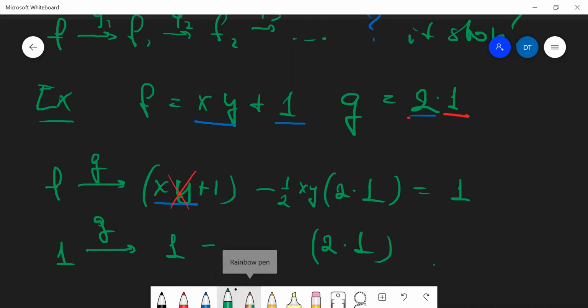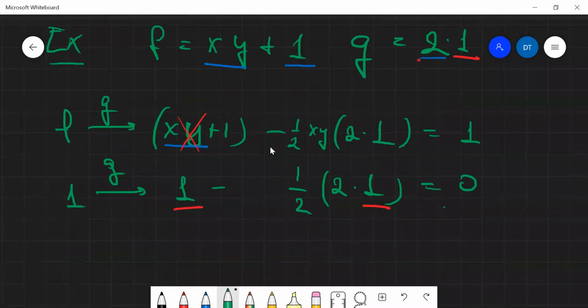The monomial here is 1, and the monomial here is 1. So I do not need to multiply by any monomial, but I just multiply by 1 over 2, and the result is 0. So this is how it works in case of a constant polynomial.